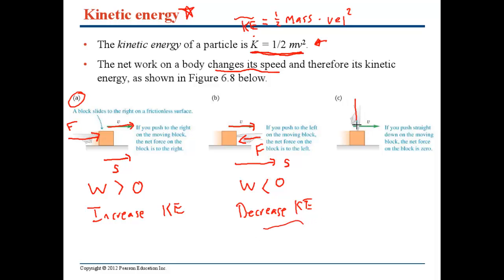Last but not least, if you apply a force directly down on the block and assume a perfectly frictionless surface, we know that there is no component of the force that is in the direction of the displacement, so the work done was equal to 0, and in this case the kinetic energy is going to be the same.